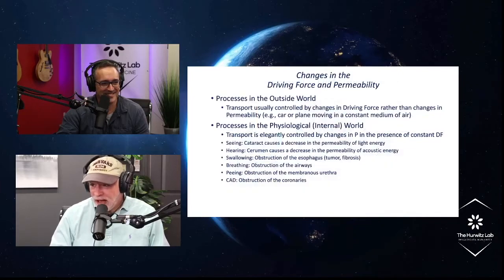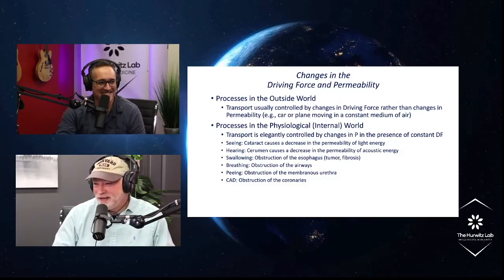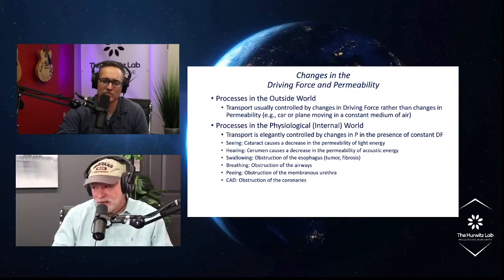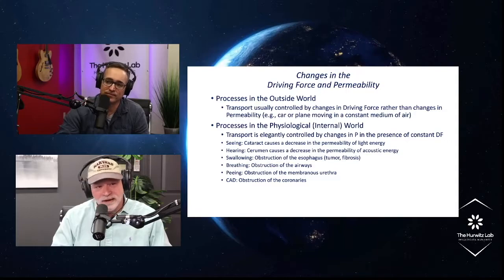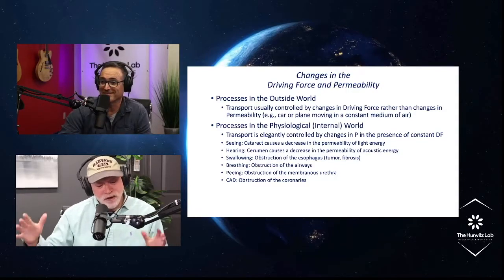So as I alluded to in my first Stump Craig question, changes in driving force and permeability are what run transport in the world and flow. In the process in the outside world, transport is usually controlled by changes in driving force rather than changes in permeability, like a car or plane, as I mentioned. Except for a toll bridge.